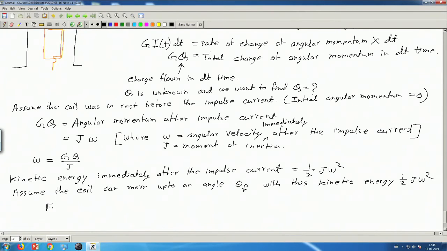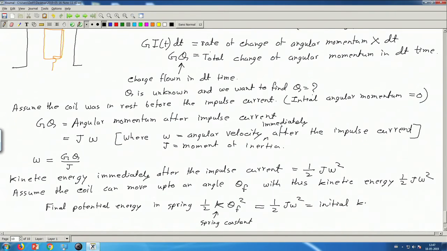So, the final potential energy in the spring will be equal to half k, where k is the spring constant, multiplied by the angle theta f square, and this should be equal to half J omega square, which is the initial kinetic energy. This is conservation of energy.